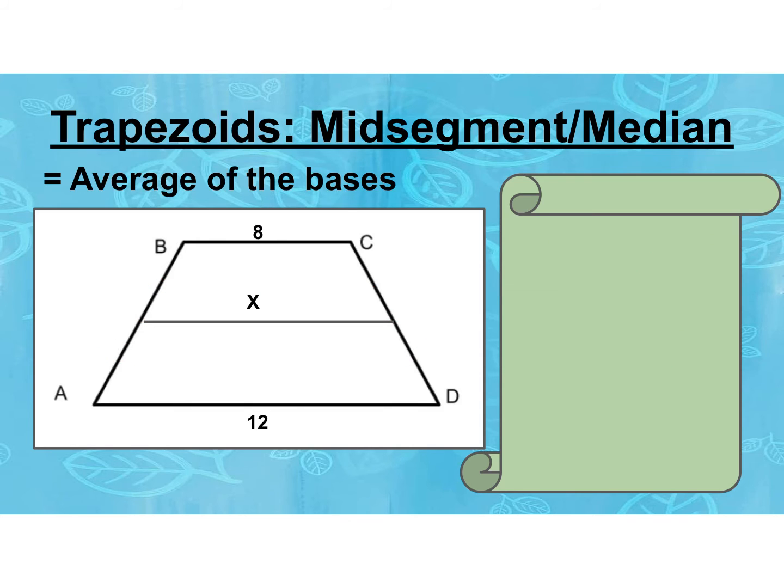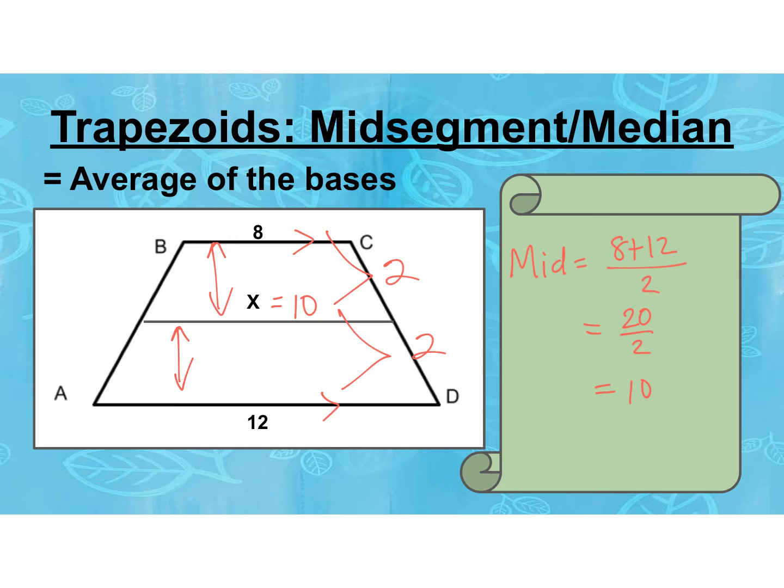The bases. So in this example, my base is 8, my other base is 12. So I'm going to try to find the mid-segment, and I'm going to do 8 plus 12 divided by 2. So that becomes 20 divided by 2, which is 10, which means my mid-segment here equals 10. Another thing you can notice is that 8 to 10 is 2 units apart and 10 to 12 is 2 units apart. So you can use that because remember this distance here and here has to be evenly spaced.